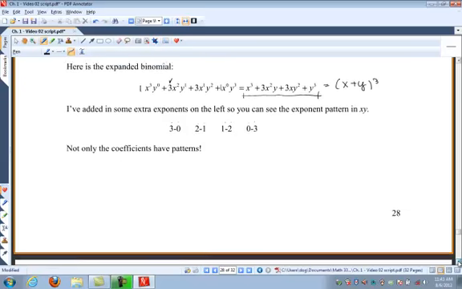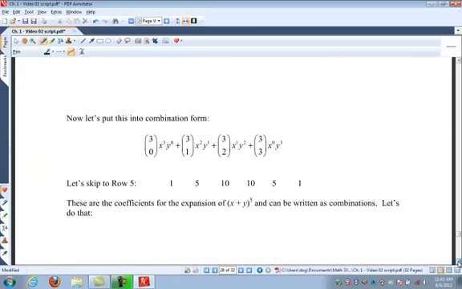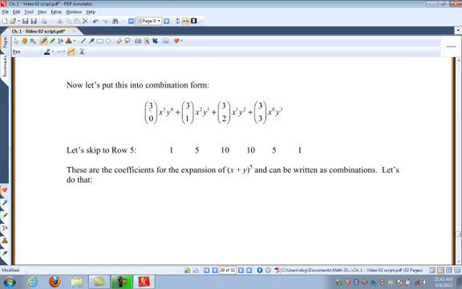So let's write this out in combination form. C(3,0) is 1, x^3 y^0, C(3,1) x^2 y^1, C(3,2), and C(3,3).